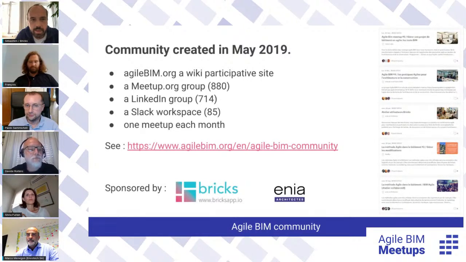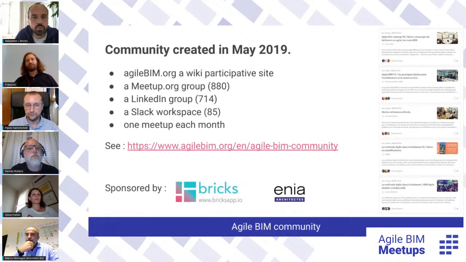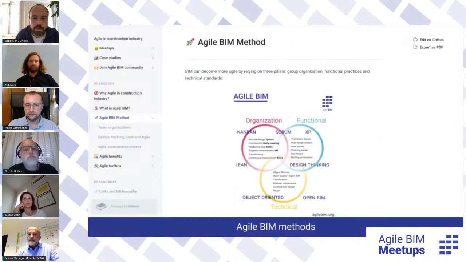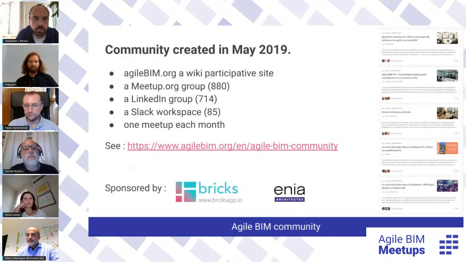Basically, it's a website that you can find at agilebeam.org. It's a participative website. You can ask to have an account to be able to create some pages and to contribute. We also have some groups on different channels: on meetup.org, on LinkedIn, and a Slack workspace where we can discuss more on a daily basis. Finally, our main activity is to organize a meetup each month. Every month we try to find some new speaker around the world. So if you are interested in talking at the next Agile Beam meetup, welcome, and you can communicate with us on Slack, for example. You can have more information at this link.